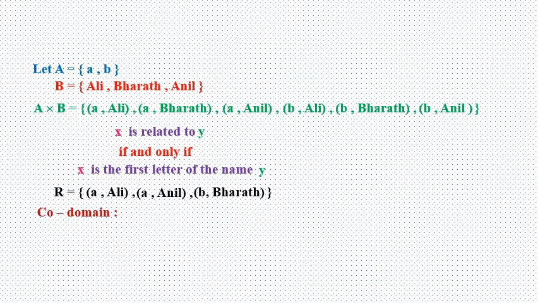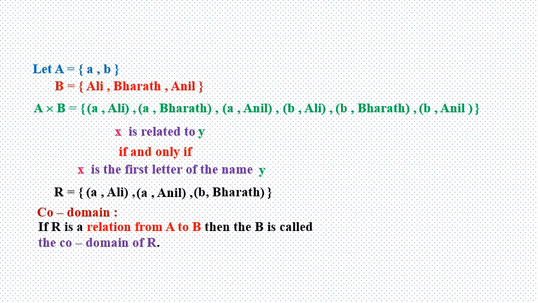What is the codomain of the relation then? Codomain is nothing but, if R is a relation from A to B, then B is called the codomain of R. The whole set B we can call it the codomain. Either it may be image or may not be image. So the codomain here will be Ali, Anil, Bharat only. Now let us take one example here.